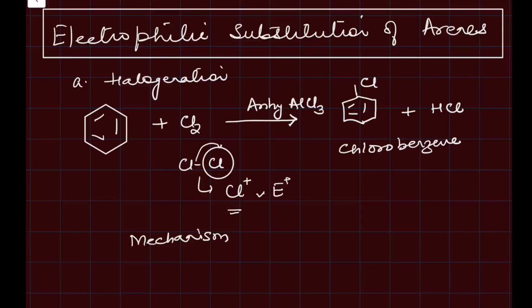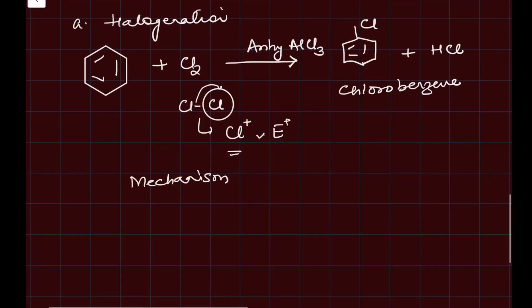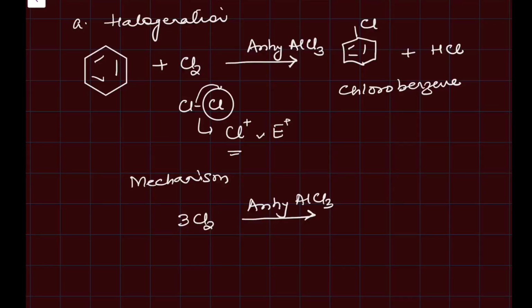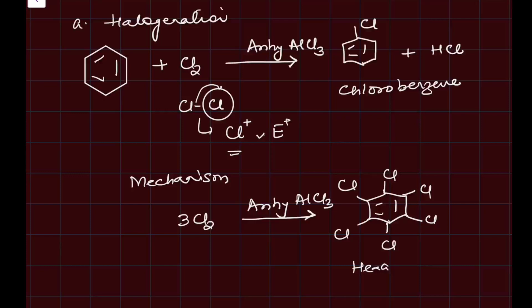Okay, but in case you take excess of chlorine, and in anhydrous AlCl3, that is where the electrophile is to be generated. Anhydrous AlCl3 means electrophile is to be generated. It is definitely going to be a substitution reaction. But we will get substitution on all the places, all 6 positions. And what we get is hexachlorobenzene.